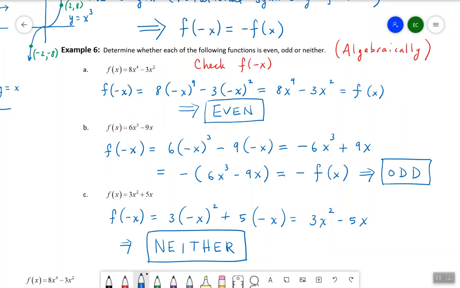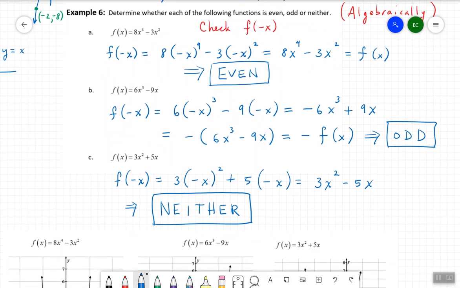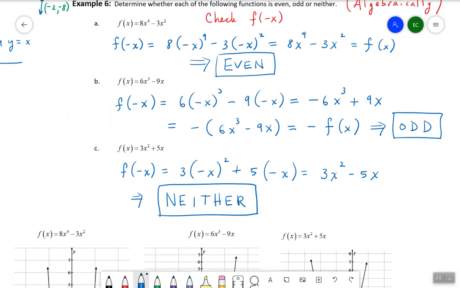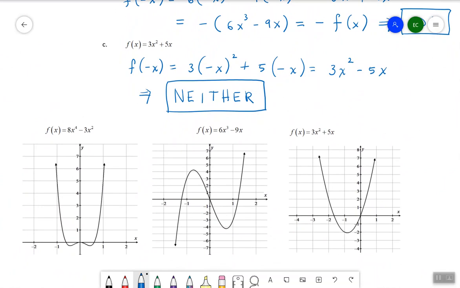So the algebra is the important idea here in this problem. Being able to check f of negative x is what we're trying to learn to do. But it's also nice to connect that up with the graph. And so what I've done here is I've got the graphs of each of these three functions to show you. So let's go back to the first one, 8x to the fourth minus 3x squared. We said it was even. And sure enough, when we look at the graph here, this graph on the left, we see that it certainly appears to be symmetric over the y-axis.